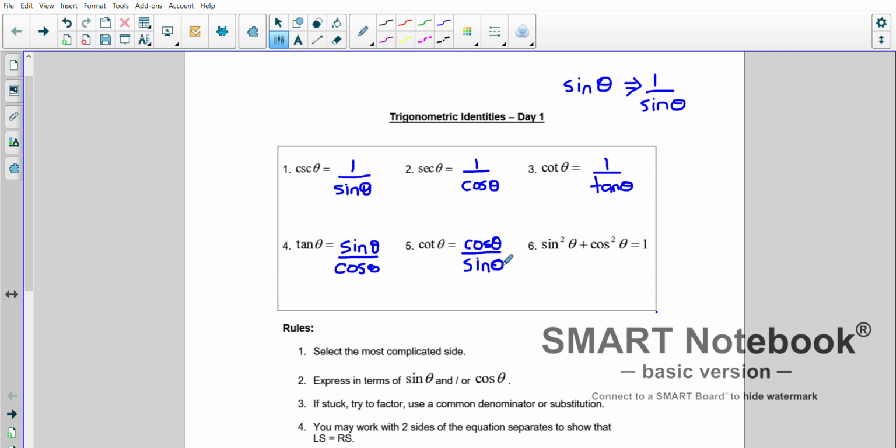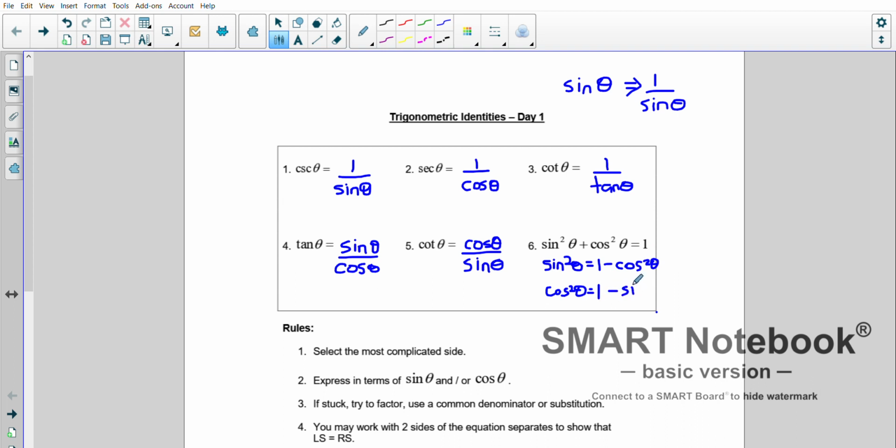And then lastly, if you take sine squared theta plus cos squared theta and add them together, it's going to equal 1. There are also some rearrangements of this. For example, I could have sine squared theta equals 1 minus cos squared theta. If I isolate cos squared theta, I bring that sine squared theta over the other side, or subtract sine squared theta from both sides, I'm going to get 1 minus sine squared theta.